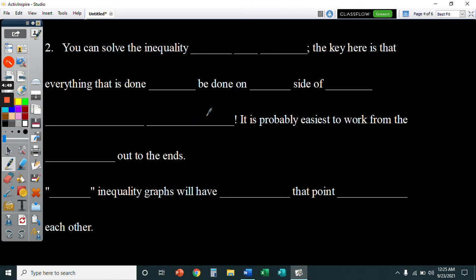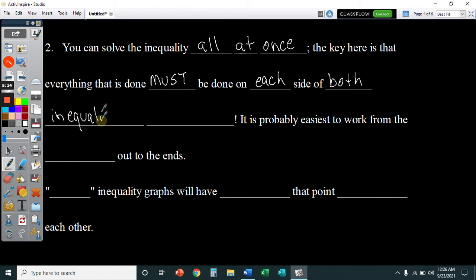Another way to do it is you can solve the AND inequality all at once. The key here is that everything that is done must be done on each side of both inequality symbols. And when you do that, it's probably easiest to work from the middle out to the ends. And again, this will make more sense when you see it.